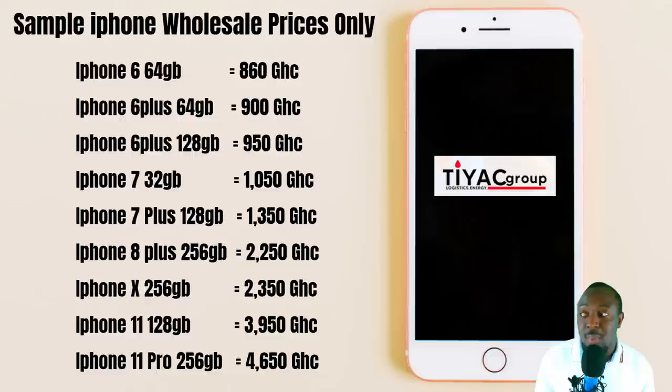Today we have the iPhone 6 64 gigabytes. For 10 pieces, 20 pieces, and 30 pieces, the amount is only 860, and that includes the shipping. Your product will be brought to our office in Madina, and once it arrives, we call you, or one of my delivery drivers brings it to your doorstep at your location. So iPhone 6 64 gigabyte is 860 cedis.